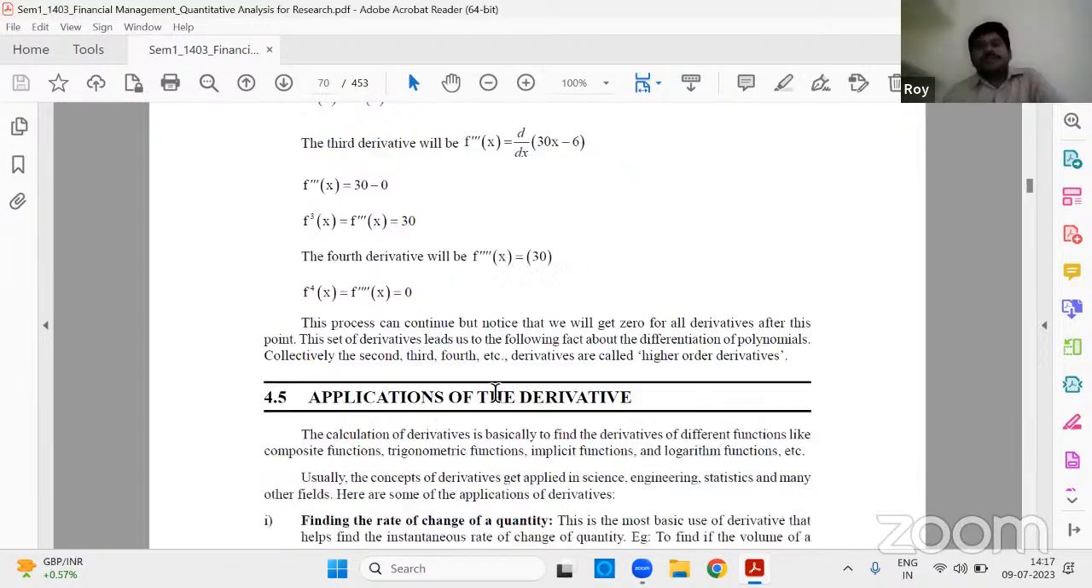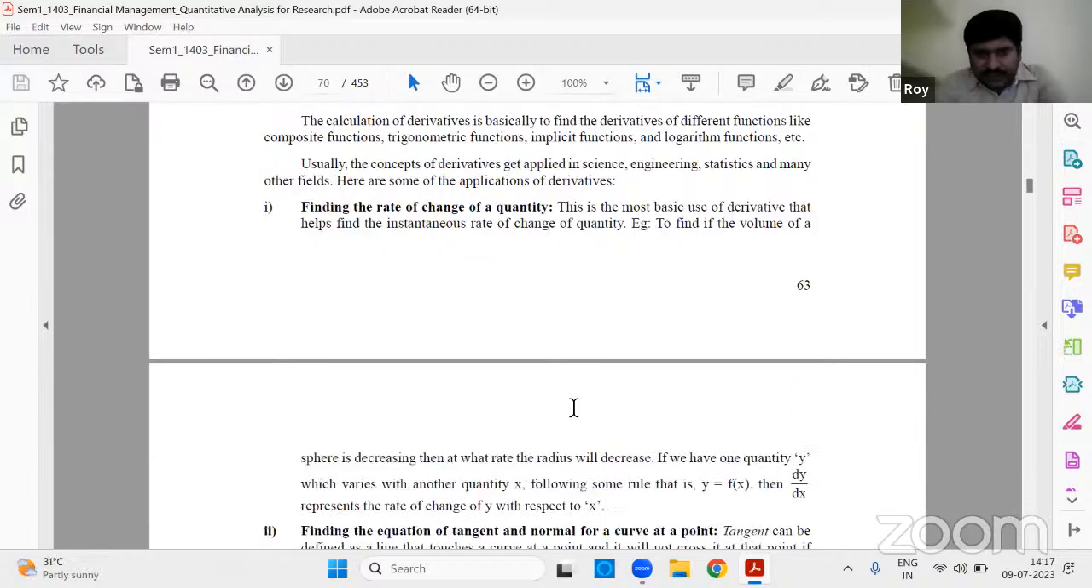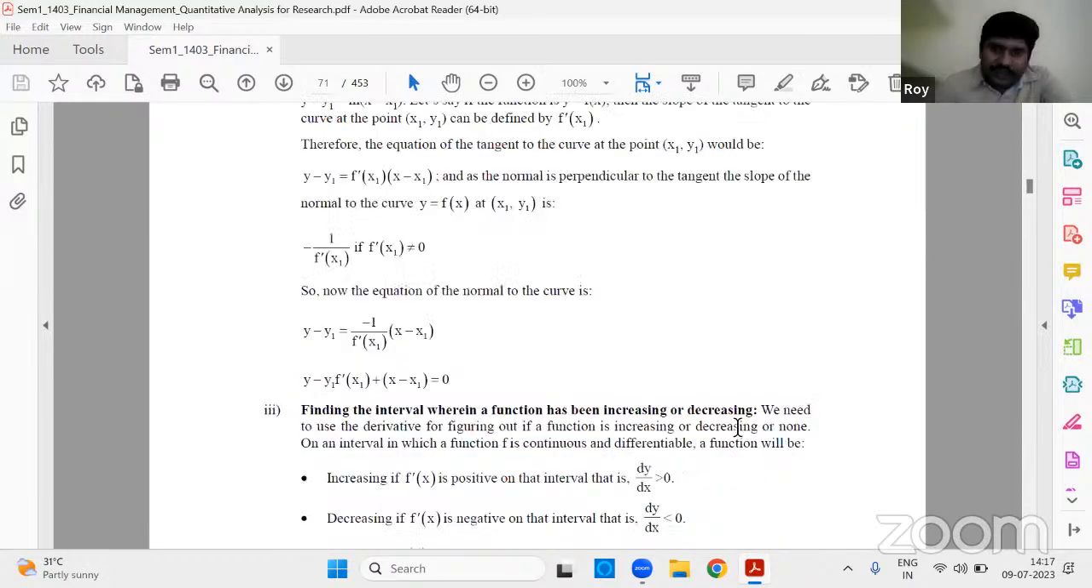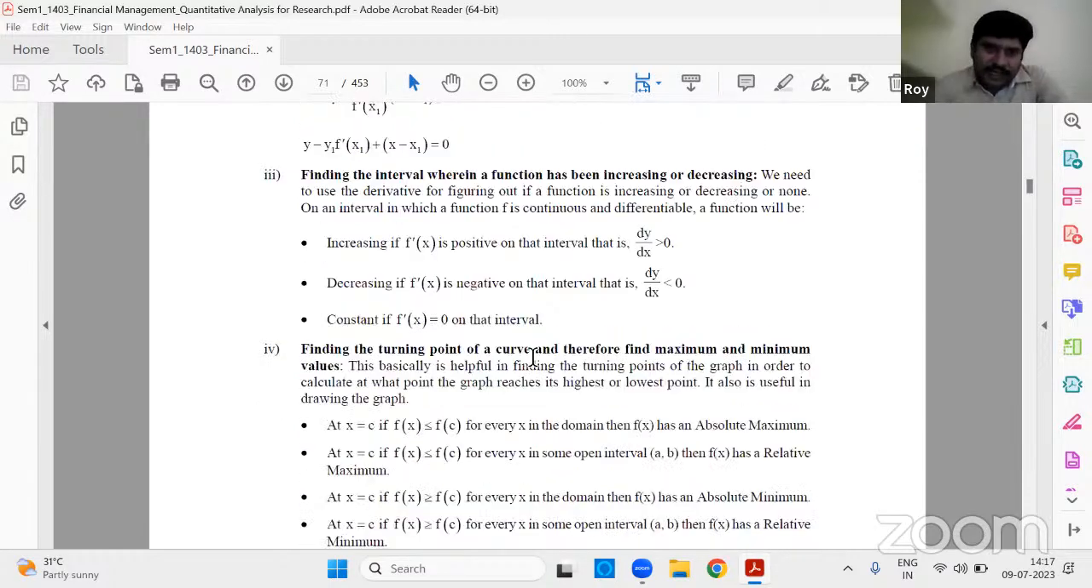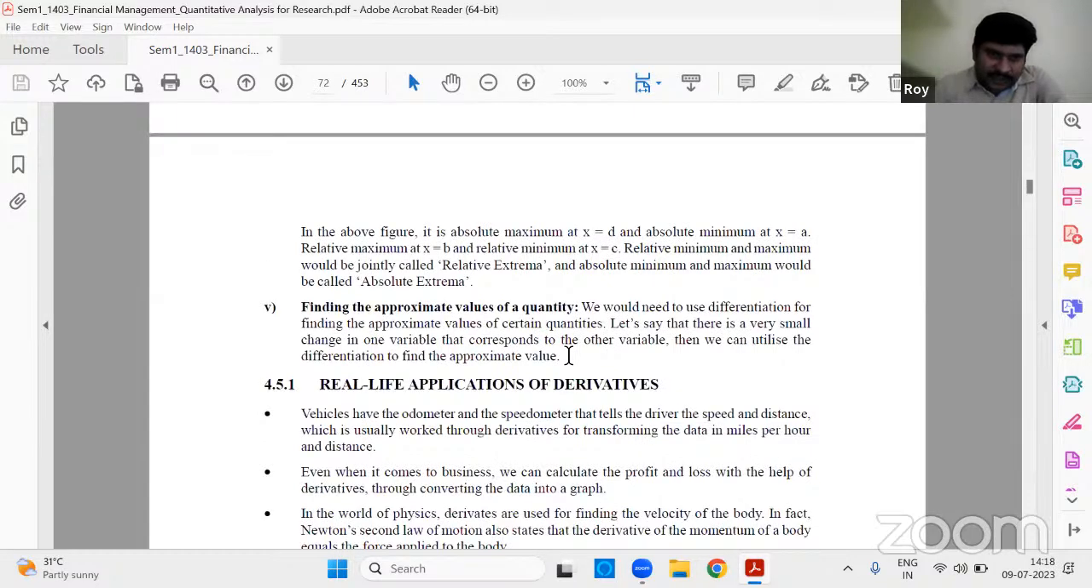Now, where are these derivatives applied is the question. Finding the rate of change of a quantity. This is the most basic derivative that helps find the instantaneous rate of change of a quantity, right? And finding the equation of the tangent and normal for a curve at a point, finding the interval wherein a function is increasing or decreasing. We need to understand whether the function is increasing or decreasing. Finding the turning point of a curve, therefore finding maximum and minimum values of this. Okay. And there are some real-time applications of derivatives also.